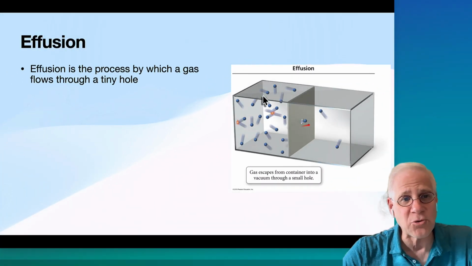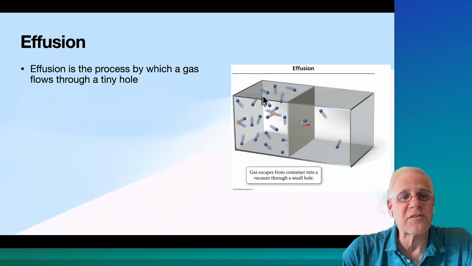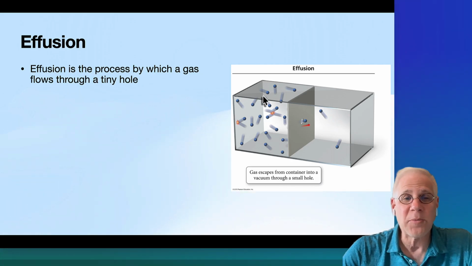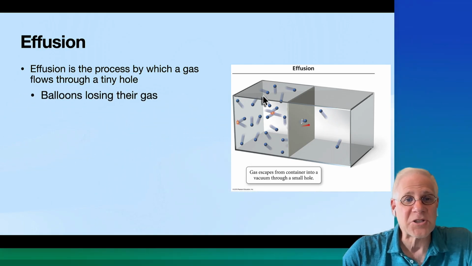Now, if we look at effusion, effusion is the process by which a gas flows through a tiny hole. And when we say tiny hole, we mean very tiny, like molecule-sized, atom-sized. So something that is just very, very small.